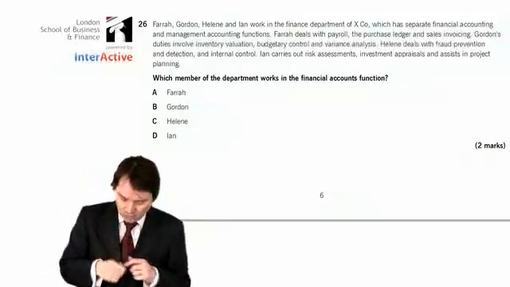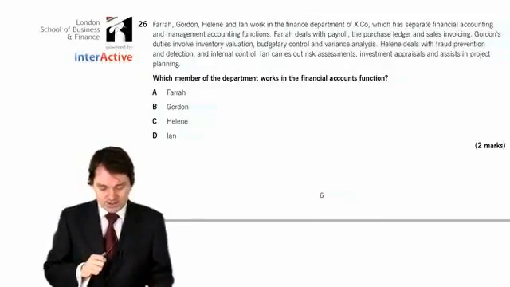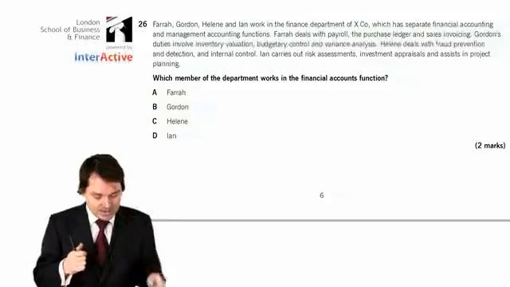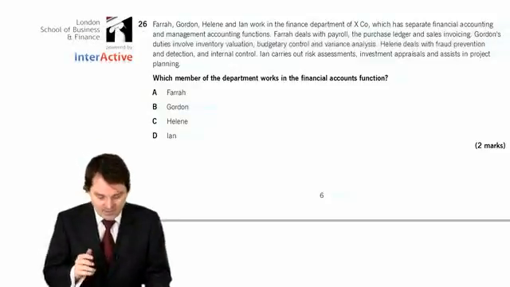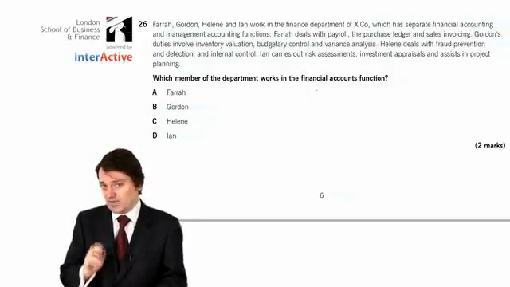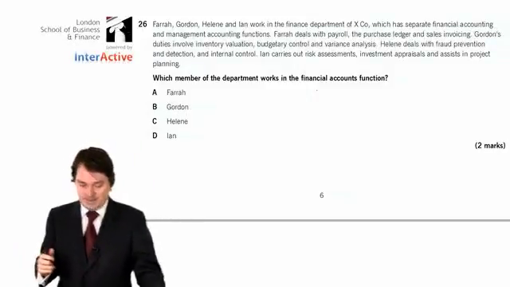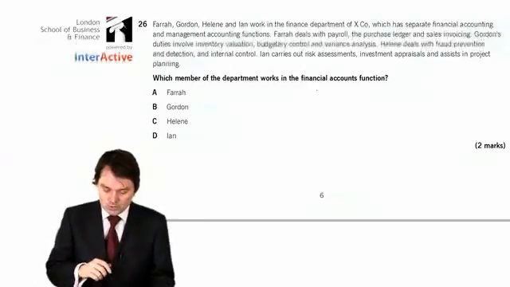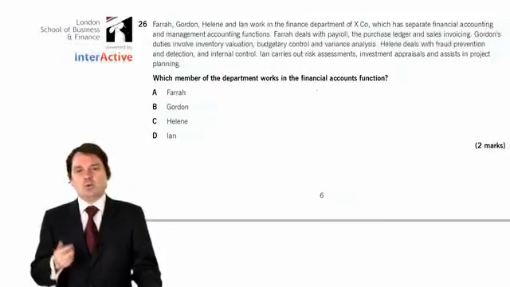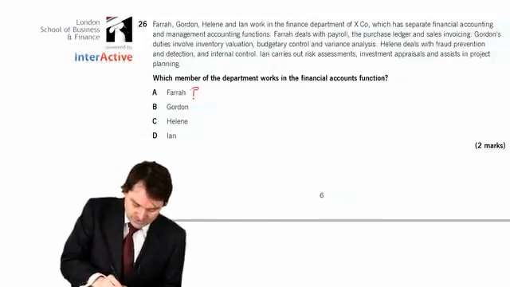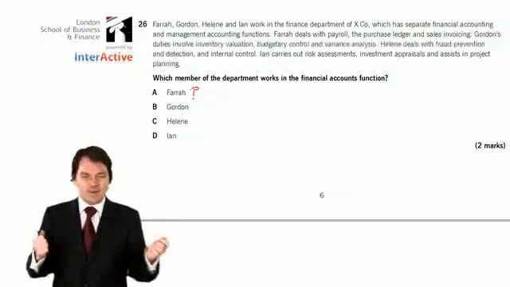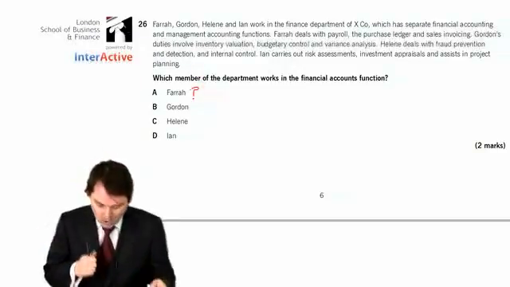So Farah, Gordon, Helen and Ian work in the finance department of X company, which has separate financial accounting and management accounting functions. Now the question says, which ones work for financial accounts? So I'm guessing the other 3 will work in the management accounting bit. So Farah deals with payroll, purchase ledger and sales invoicing. Well, that all sounds to me pretty much like paper F3. So that's a possibility. The only bit I'm not sure about is the payroll bit.